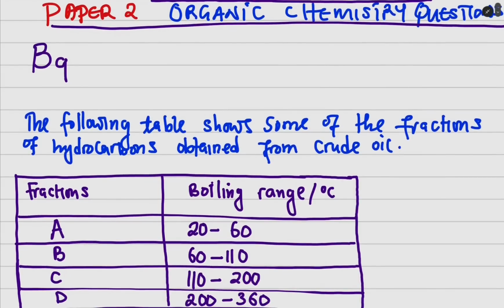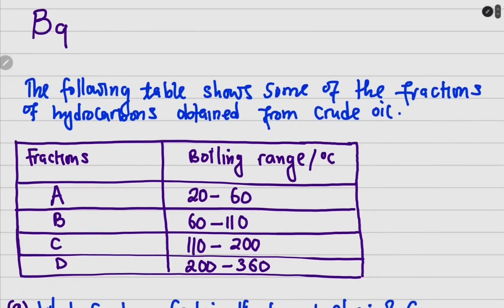This one is coming from section B, and it was question B9. The question reads, the following table shows some of the fractions of hydrocarbons obtained from crude oil. Now, you know that crude oil contains hundreds of fractions. Just to name a few, we have petroleum, diesel, naphtha, bitumen, natural gases, and refined gases, which are the fractions found in crude oil.